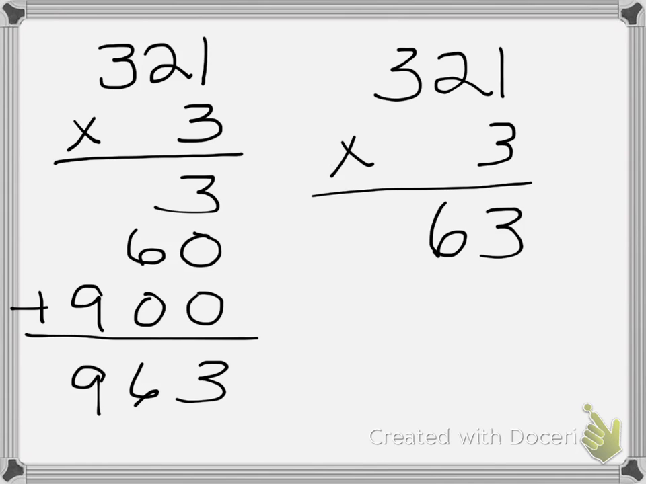And finally, we're going to multiply the hundreds place. 3 times 3 equals 9. And again, we know the value of what we just multiplied actually is 900. But by putting that 9 in the hundreds place, we are again giving it that same value.